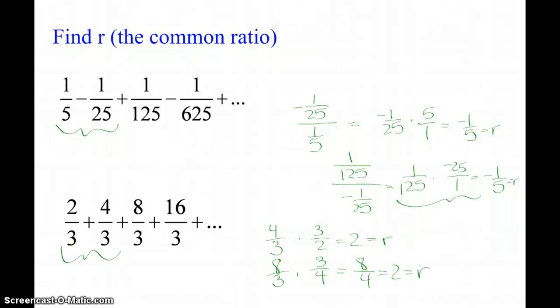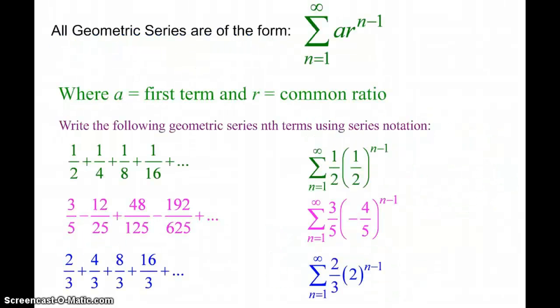So the common ratio is not difficult to find, but it is helpful to us if we will recognize the general form for a geometric series. And here it is right here. The nth term is going to be of the form a, which is the first term in the series, times r, which is the common ratio, we just saw that, raised to the n-1. And this n-1 is really important. It needs to be in that form for us to be able to do some things that we need to do with the geometric series.